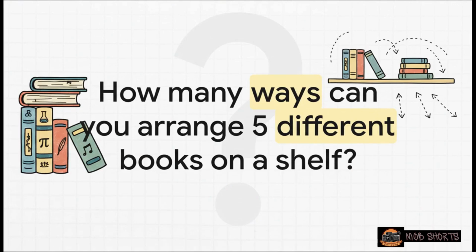Imagine you've got 5 different textbooks. How many unique ways can you actually line them up on a shelf? Just think about it for a second. You could have maths first, then science, or maybe science first, then English. The possibilities start to get a bit crazy pretty quickly, eh?